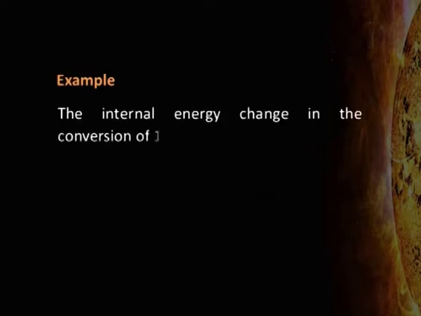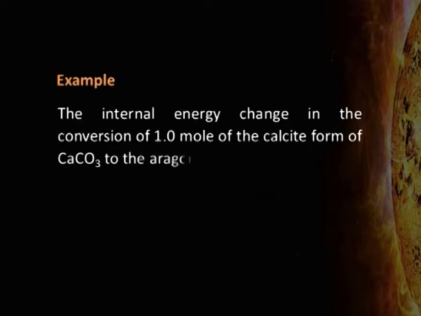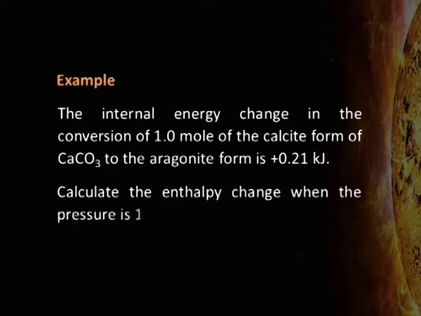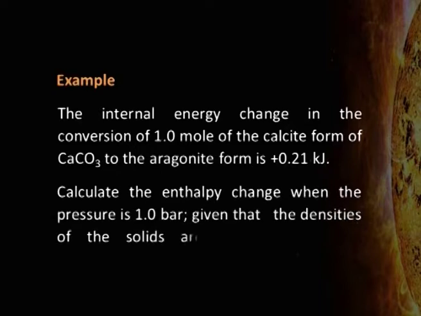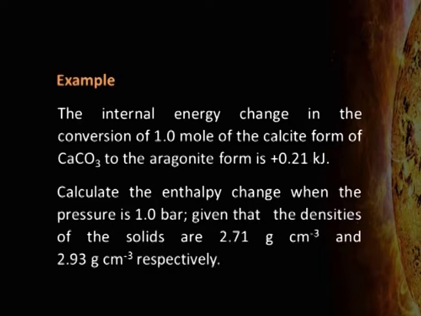Here are some examples to understand the relationship between delta E, that is internal energy, and change in enthalpy. The first one: the internal energy change in the conversion of 1 mole of the calcite form of calcium carbonate to the aragonite form is plus 0.21 kilojoules. Calculate the enthalpy change when the pressure is 1 bar, given that the densities of solids are 2.71 grams per centimeter cube and 2.93 grams per centimeter cube respectively.